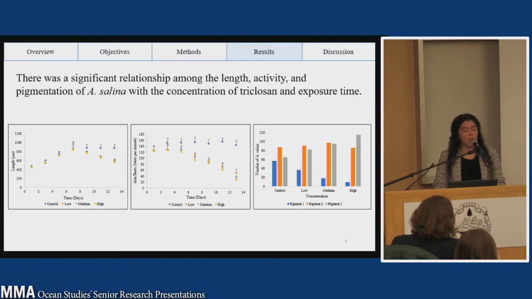For pigmentation, I use this as a qualitative measurement, and what I indicated from the graph was that nauplii of a smaller size had a darker brown pigment compared to larger nauplii with a clear pigment. It seems pigmentation was another indicator of growth, and the graph indicates that the higher triclosan concentrations had a larger amount of nauplii with darker pigment and therefore were smaller in size.